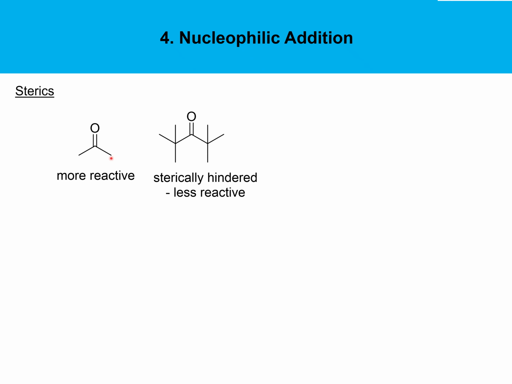Sterics around the carbonyl will also play a role in the reactivity. For example, here we have acetone and a substituted ketone with several methyl groups around the carbonyl. So we have mentioned that alkyl groups are electron donating. They generally lower the reactivity of the carbonyl. Well, when you place them near the carbonyl, it makes it even less reactive, not only because of donating electron density, but also because of sterics. So these methyl groups will hinder an incoming nucleophile that wants to react with this carbonyl carbon.